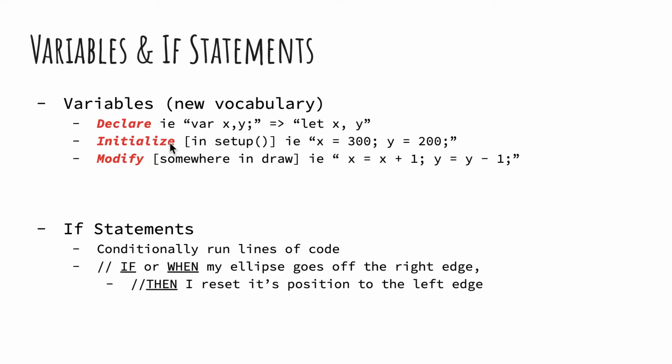Then the second step, initialize. Initial meaning beginning or start. You need to tell the computer the initial value. Where does your value start? So in this case, we declared it. The computer knows it exists. And in the first case, they've been initialized. So its starting value for x is 300, and then the starting value for y is 200.